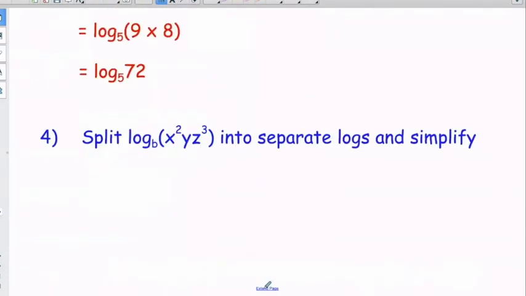Okay, this is the other type of question that you might be expected to work through. And this time we're splitting the logs. We've got a base of b. So what I'm going to do is look at my different terms. I've got an x squared term, a y term, and a z cubed term. They're all being multiplied together, which means I'm going to use my multiplication law, which means I can separate these out into different logs with addition signs in between.